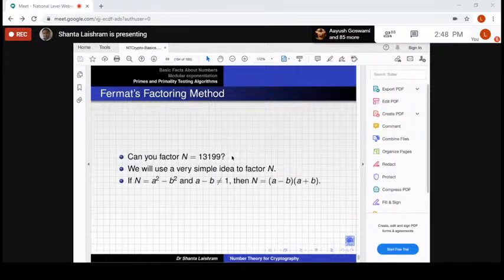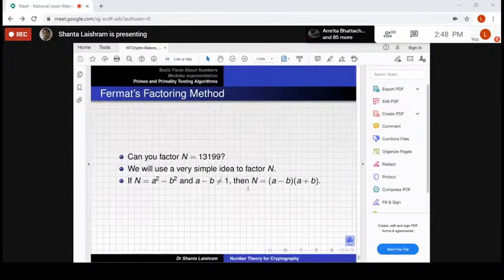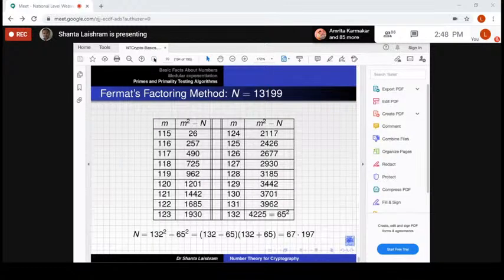It uses a very simple idea: if you can write a number n as a squared minus b squared, and if a minus b is not 1, then a minus b and a plus b are going to be factors of n. Since a minus b is not 1, a plus b is not n, so you have a factor which is different from 1 and n. So you can factor n. That's the idea. Let's try to see this.